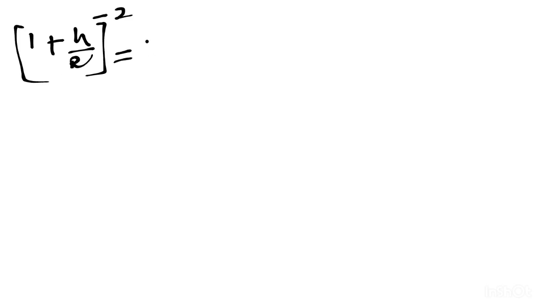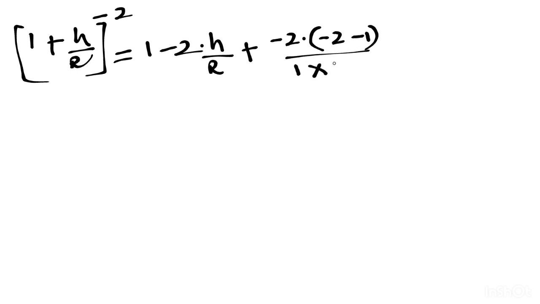If you apply this theorem to (1 plus h by r) power minus 2, we can write it as 1 plus nx. So here plus n is there, but you have minus 2 here, and in the place of x you have h by r, so minus 2 into h by r, plus minus 2 into (minus 2 minus 1) by 1 into 2 into (h by r) square, and so on.